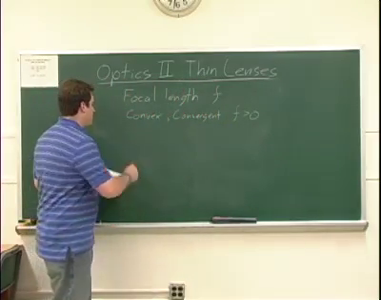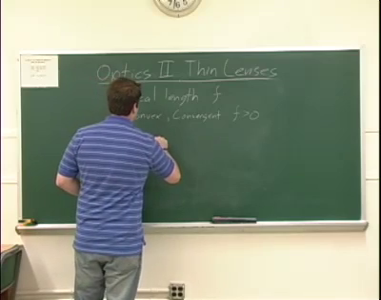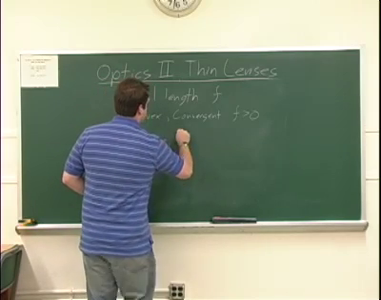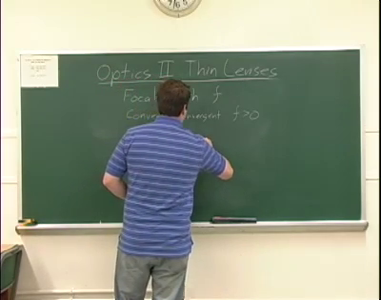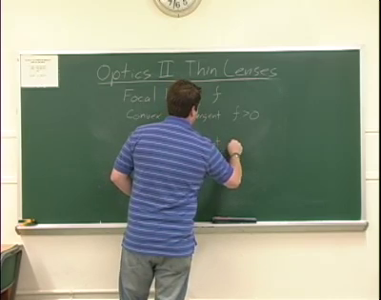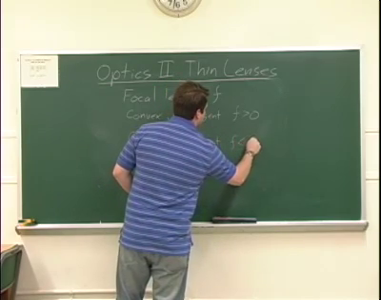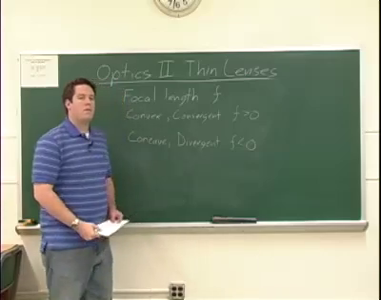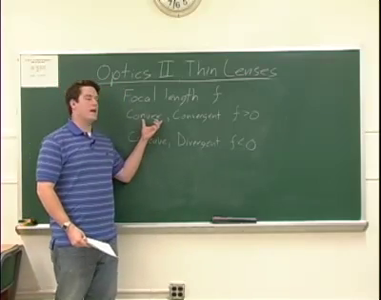The other kind of lens is a concave lens or a divergent lens. Divergent lenses have focal lengths of less than 0. For our investigations, we'll be mostly looking at convex lenses.